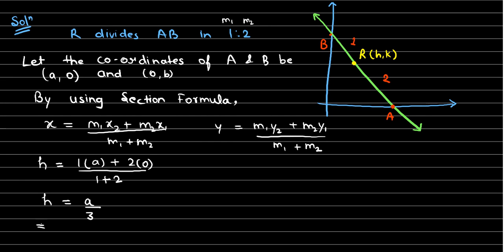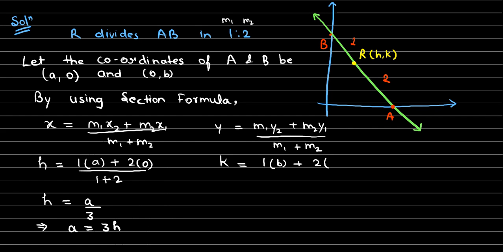Now let's come to the point Y here. Point Y is K. M1 is 1 again. Y2 is B. Plus twice of y1. We just did a miscalculation here. M1 times x2. x2 was 0 and this was 1. So the value of h came out to be different.